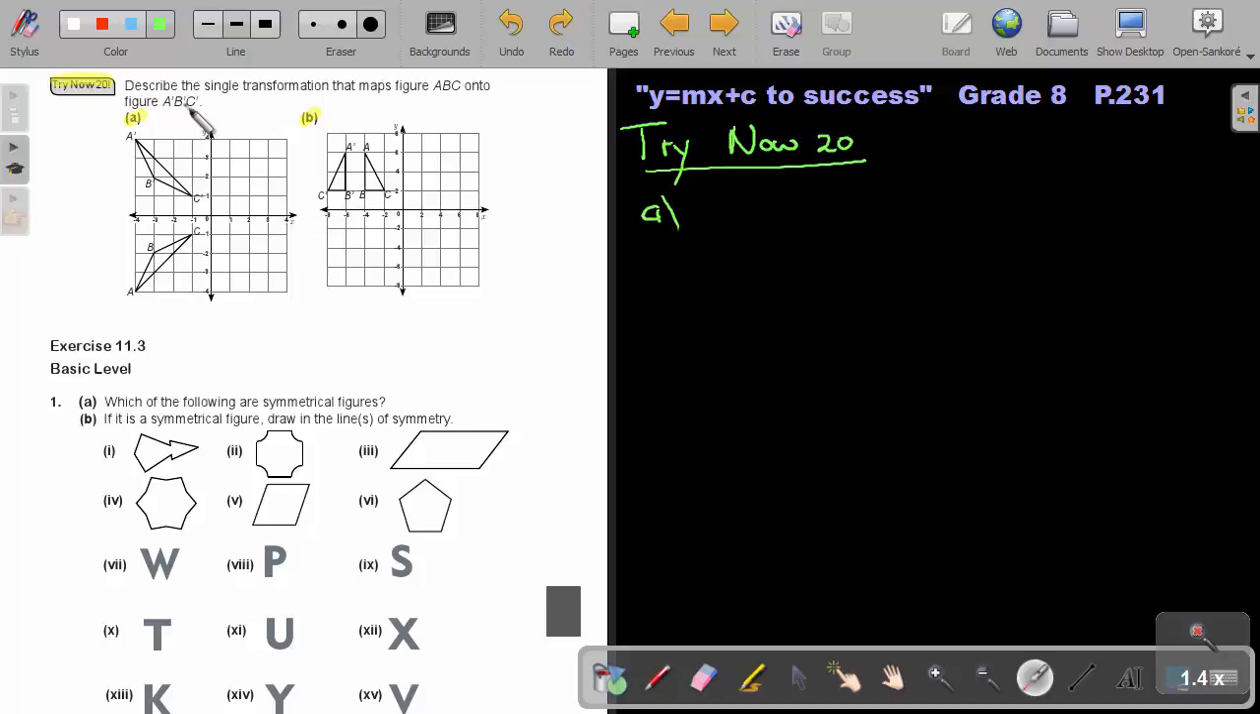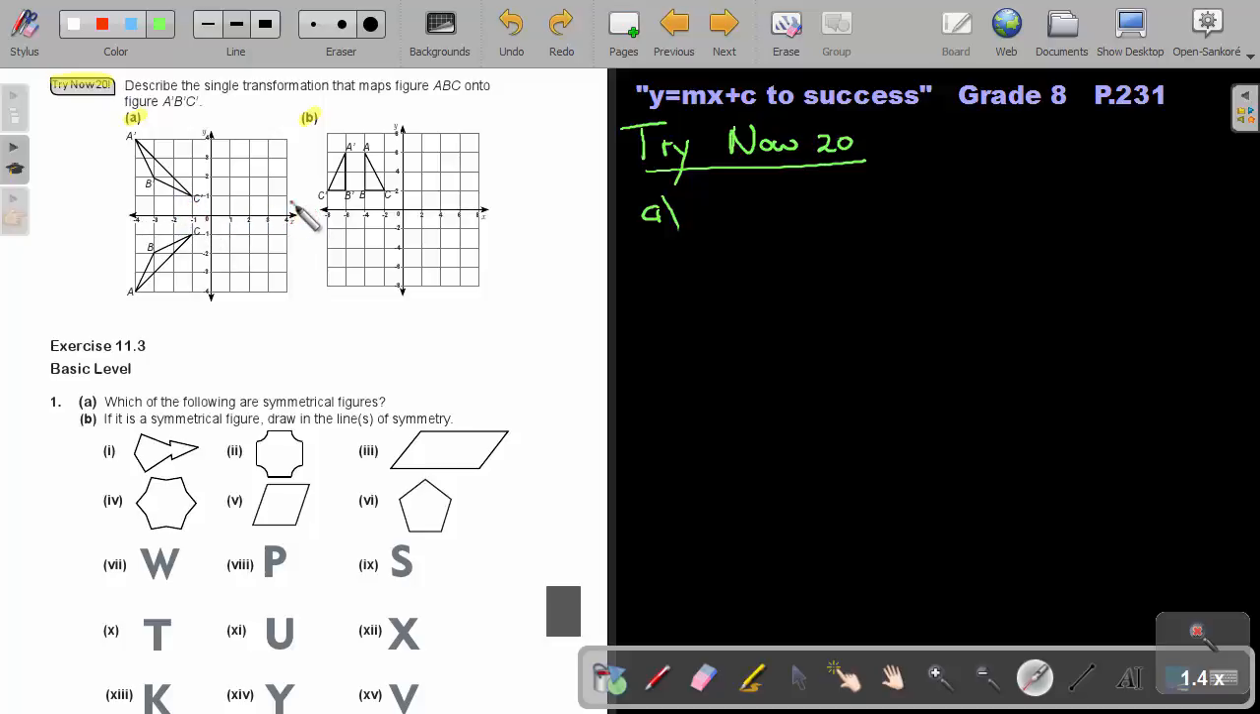Let's first look at the figure. Describe the single transformation that maps figure ABC onto A prime, B prime, C prime. So look, if I take 2 points, count the distance. 1, 2 blocks. The middle will be that there. And that will be on the x-axis.